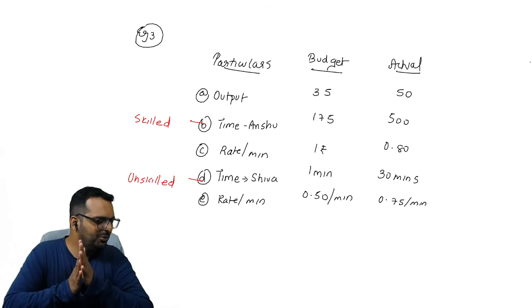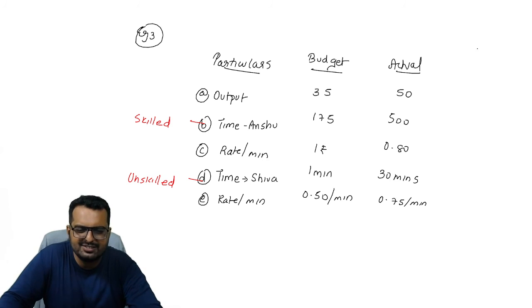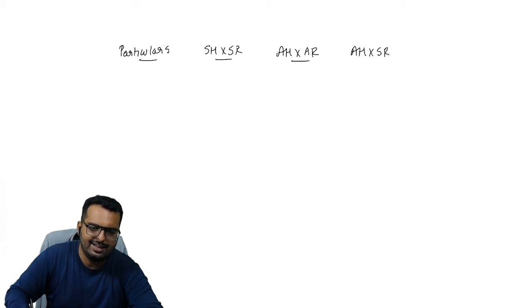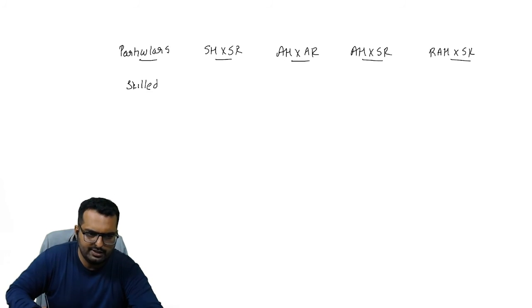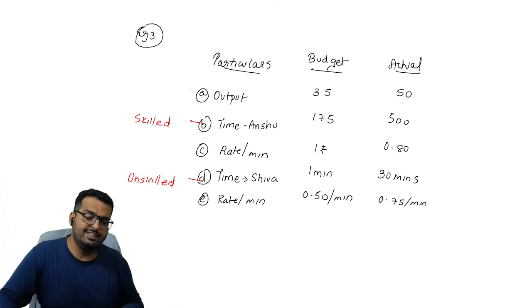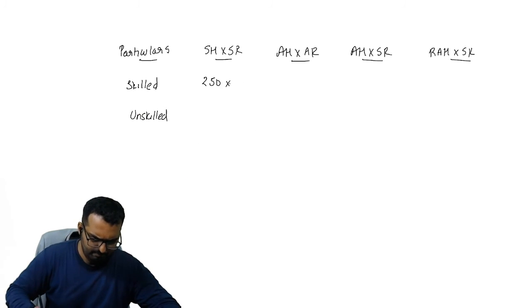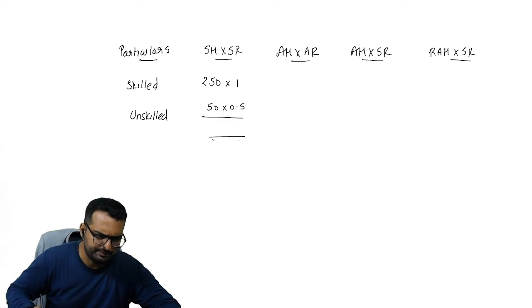Come on, my dear friends, I need to do variable overhead also before I pack up today's session. So I'll just draw and tell you. First thing what I'll do is I'll draw the table. Particulars. We have SH, SR, AH, AR, AH, SR, and what is going to be the last one? RAH, SR. So we have two things, skilled and the other one is unskilled. So SH is based on actual output. So 50 means into 5, 250 into 1 rupee. 50 into 1 would be 50 into 0.5.